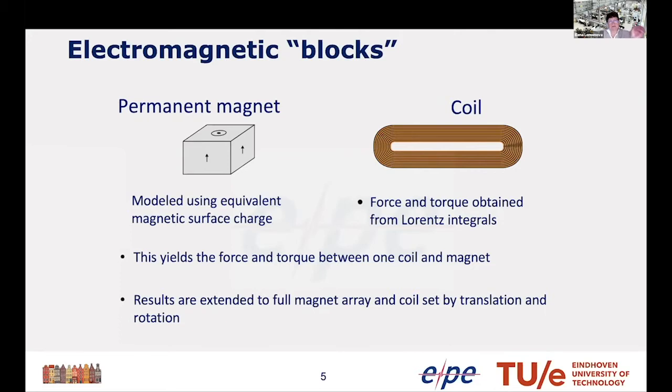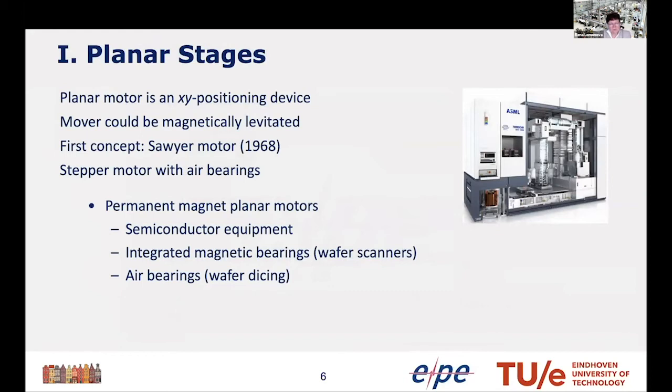Results are extended to the full magnet array. If I'm able to describe the behavior of the permanent magnet or the coil, and an array of the coil set, by translation and rotation, we are looking at several examples, which I'm going to use today. The first example will be related to the so-called planar stages. What does it mean, planar stage?